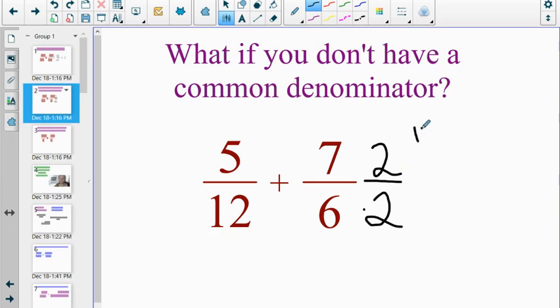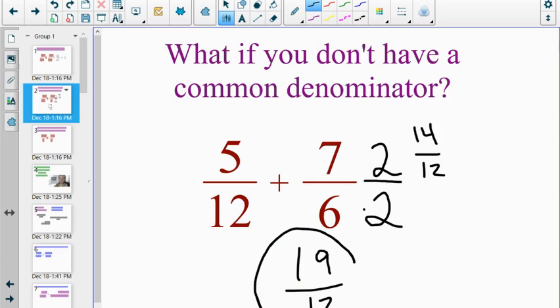So now I've got 14/12. And so I can add those together. 5/12 plus 14/12 gives me 19/12. And in this case, that doesn't reduce. No factors in common, so that would be my answer. Leave your answer as an improper fraction, please. I don't want to see mixed fractions. And it's not going to be much of an issue anyway.